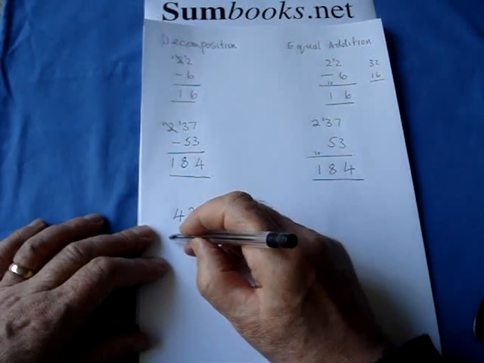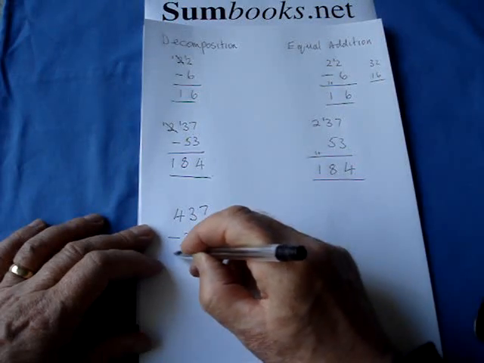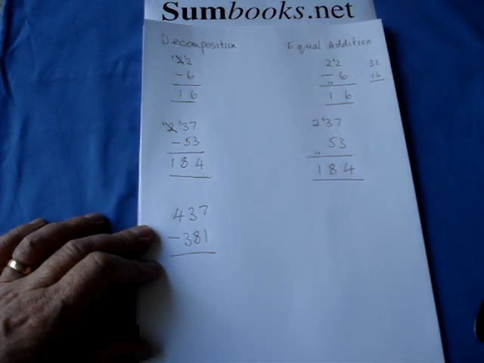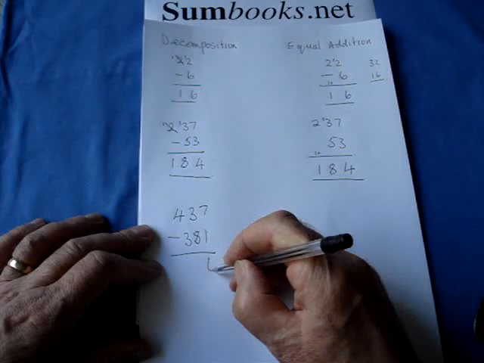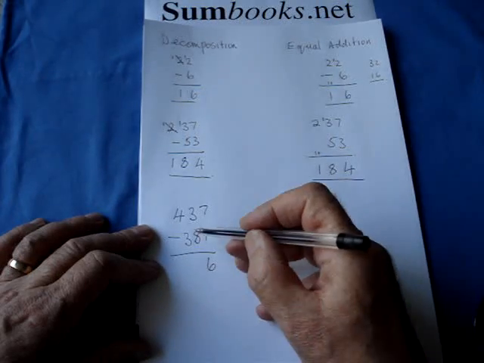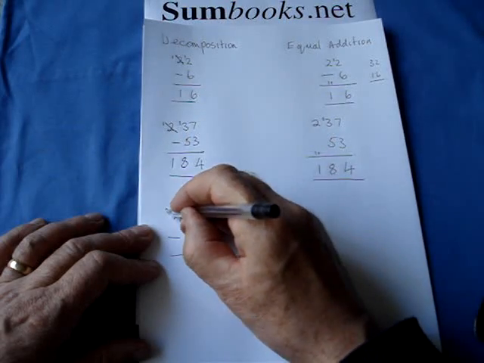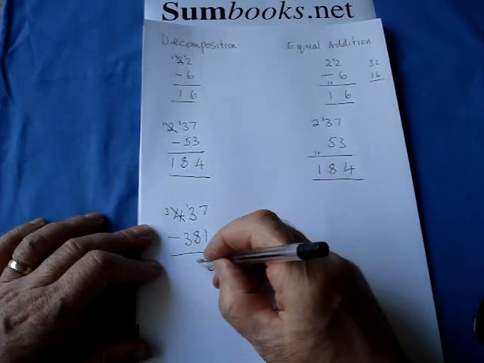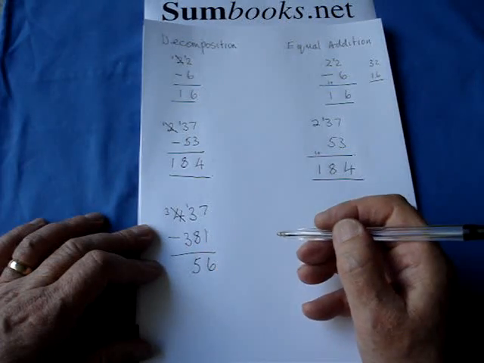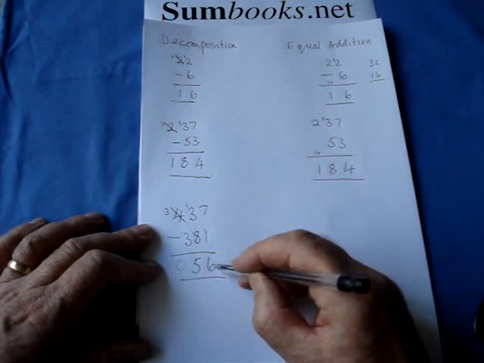437 take away 381. 1 from 7 is 6. 8 from 3 we can't, so we borrow. 8 from 13 is 5, and 3 from 3 is 0, so we get 56.